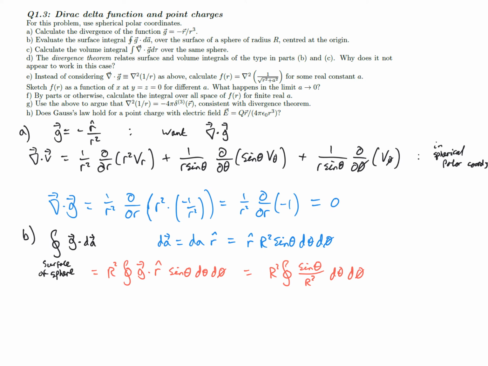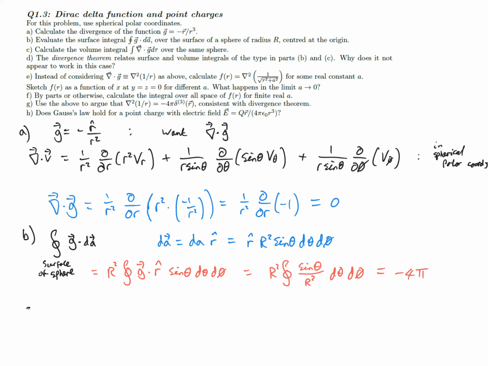And that's an easy integral to do. It's just the integral of phi around the sphere from minus pi to pi, and the integral of sine theta d theta from 0 to pi, and the whole thing just gives me minus 4 pi. Note the r squareds also cancel.